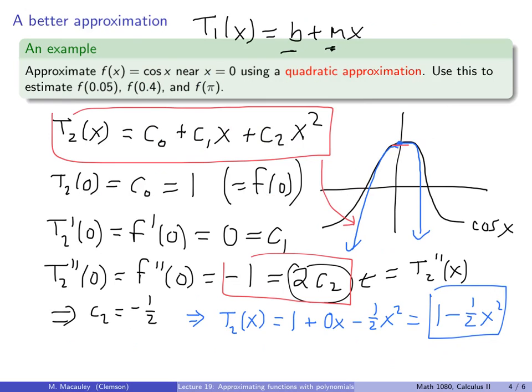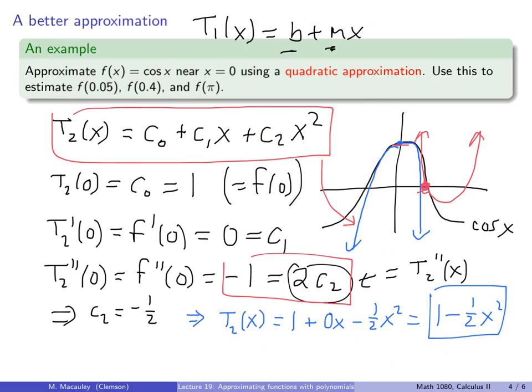Now notice if I had picked a different point instead of x equals 0, suppose I wanted to do this at pi, then we're going to have a different polynomial. I don't know what it would be, but it would probably look something like that if we wanted to approximate at that point. Okay. So you can probably see where we're going here. Increasing the degree of the polynomial approximation improves the approximation.